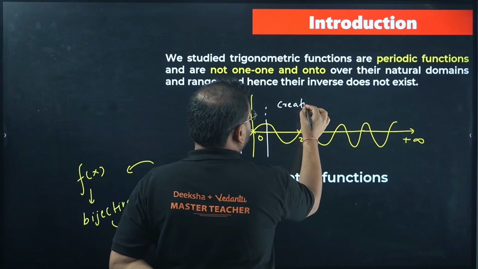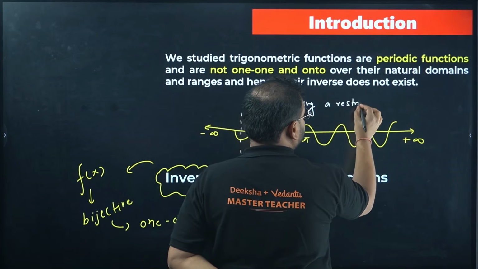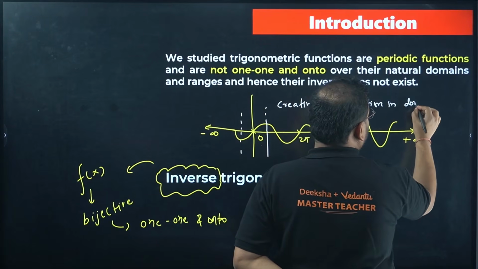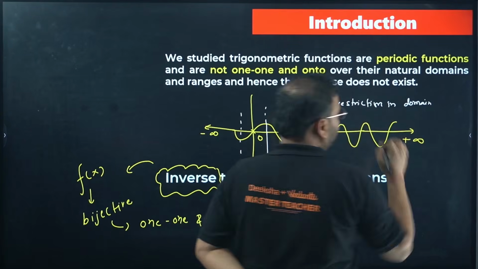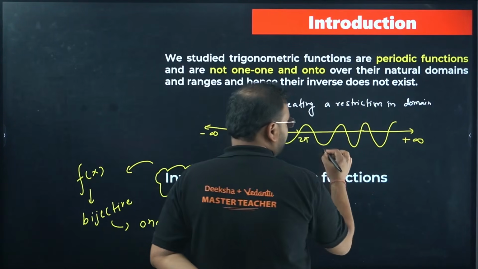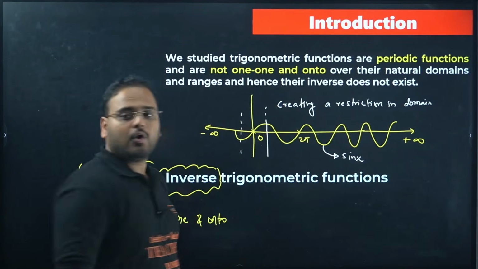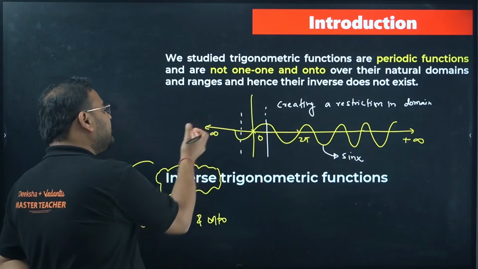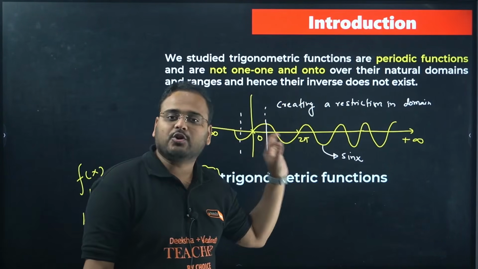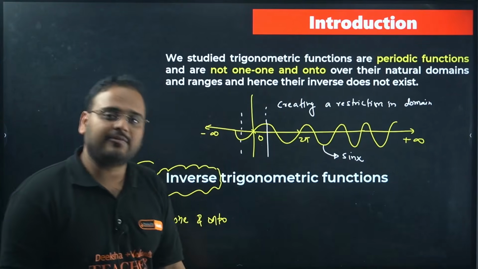We create a restriction in the domain. Right now, this is the curve of y equal to sin x. The domain of this curve is all real numbers from minus infinity to plus infinity. So what we do here is create a restriction in the domain. When I do that, I'll end up with a function which is going to be invertible in nature.